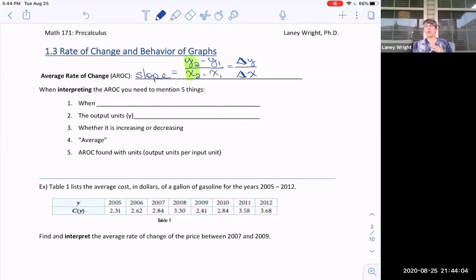Now, when you are asked to interpret an average rate of change or a slope, and by the way, here's a little foreshadowing. Most of you are taking pre-calc because you plan on taking calc, right? You plan on taking calculus. That's your whole goal. Calculus is just the study of slope. That's all it is. So really get the interpretation down for your average rates of change.